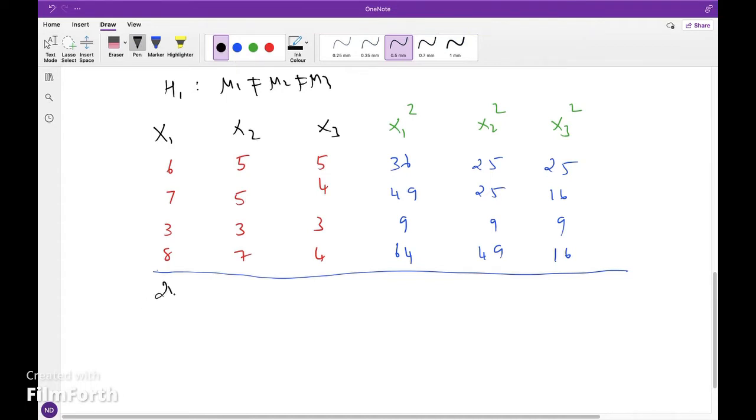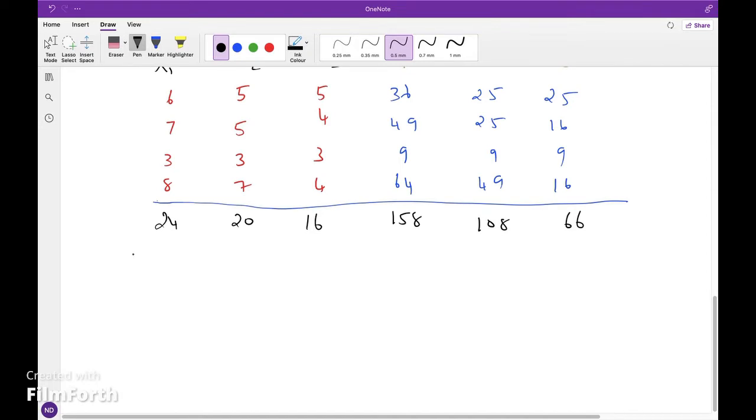This is 24, 20, 16. The values are 158, 108, 66. Now n is equal to the number of observations. So here the number of observations is 12: 1, 2, 3, 4, four observations from x1. Similarly, 4 observations from x2 and x3. So total 12.